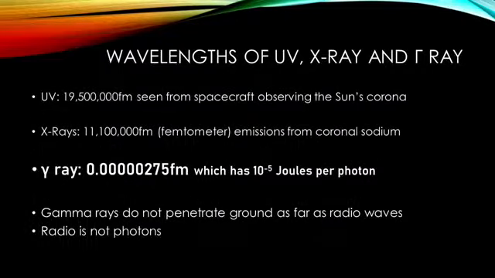And people are interested in the solar corona, and you get different things in outer space, and the wavelengths of ultraviolet, X-ray, and gamma rays are as follows. 19 million femtometers for UV, 11 million femtometers for X-rays, and gamma rays are a fraction of a femtometer, 2 millionths of a femtometer. So each photon has 10 to the minus 5th joules. And gamma rays do not penetrate the ground as far as radio waves. That's because radio is not photons.